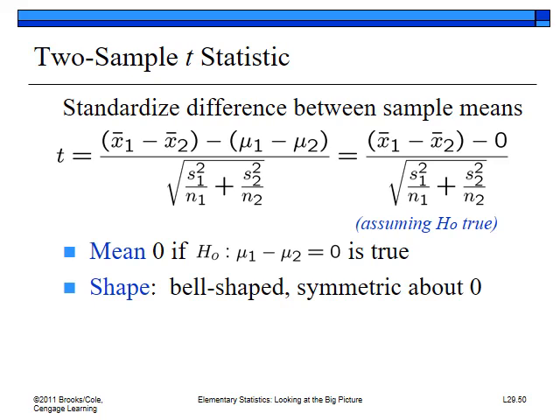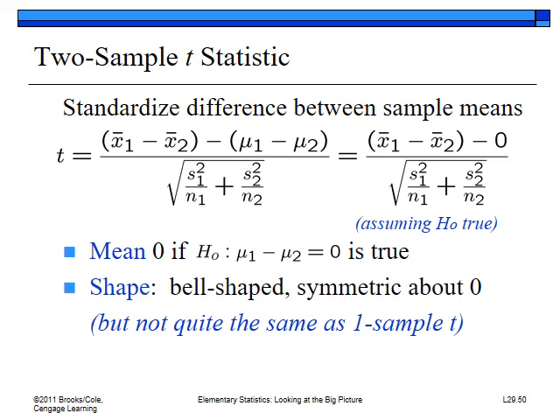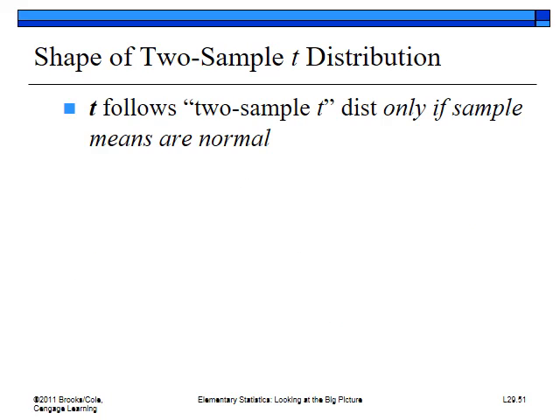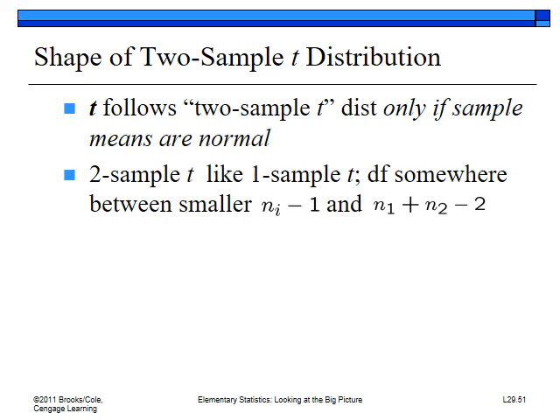The shape of this distribution is bell-shaped and symmetric, centered at 0. But it's not quite the same as the one sample t. Our statistic that we've just computed, t, will follow a two sample t distribution only if the sample means are normally distributed. The two sample t distribution is like the one sample t, but degrees of freedom is hard to compute.